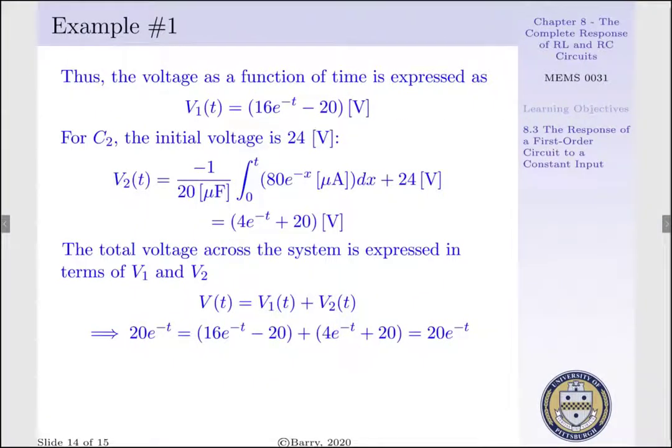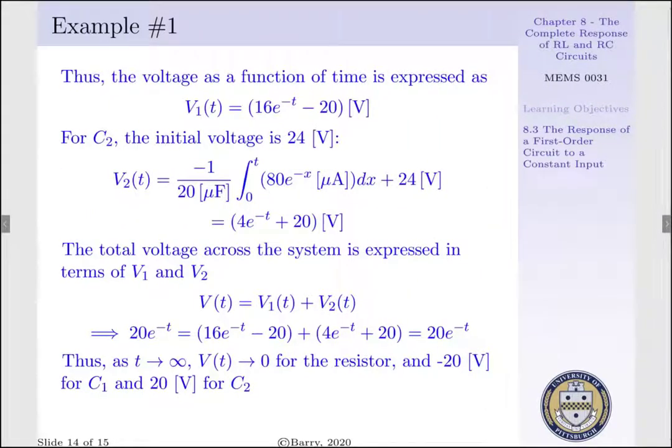The total voltage potential across the system is expressed as V1 plus V2. Our voltage potential across our resistor as a function of time is equal to 20 e to minus t. Our voltage potential across our first capacitor is 16 e to minus t minus 20, and our second capacitor is 4 e to minus t plus 20. Summing these two values, we'd have 20 e to minus t, which matches that voltage potential across our resistor as a function of time. Thus, as time tends to infinity, V of t is going to tend to 0 across our resistor. However, our voltage potential across our first capacitor is going to tend to minus 20 volts, and our second capacitor is going to tend to 20 volts.